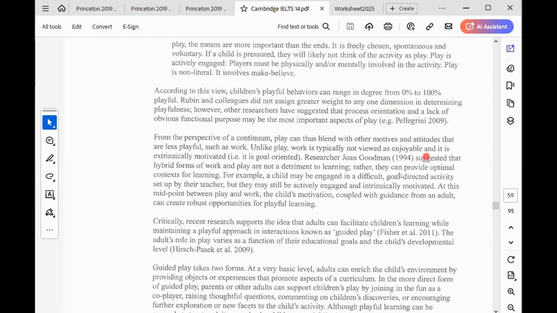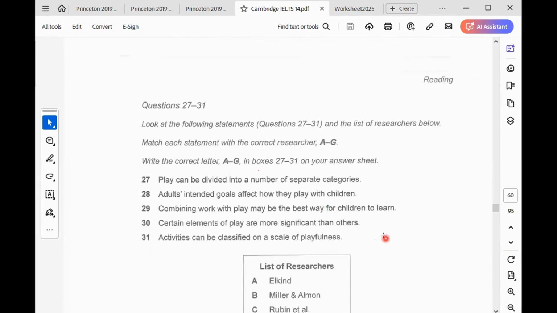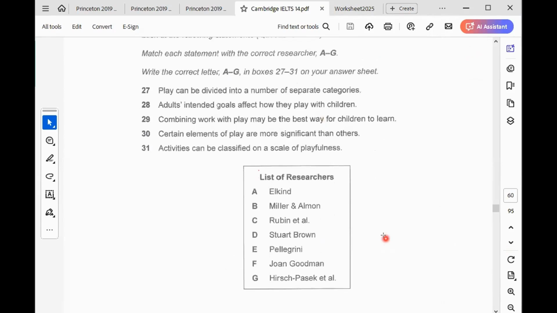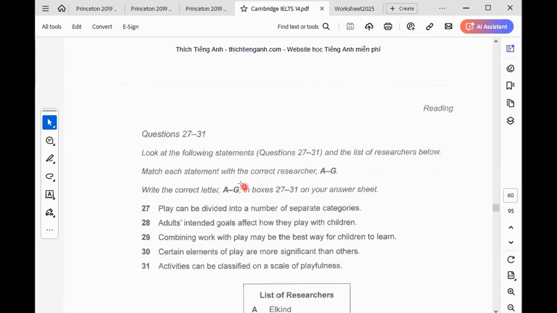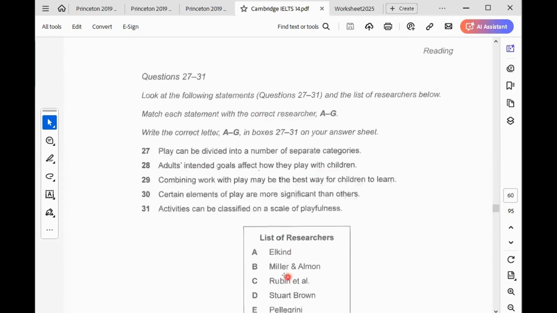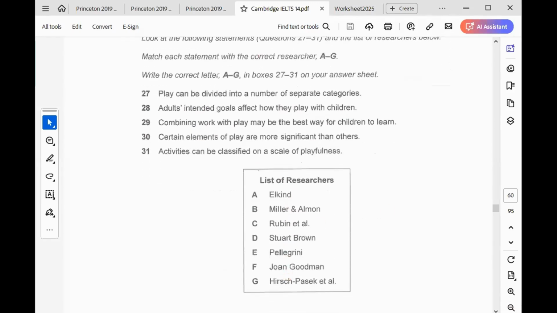And then, any other name? Fisher. There's no Fisher on the list. So let's leave Fisher alone. S. Pasek. The adult role in play varies as a function of their educational goals. Yes, this is statement number 28. Adults' intended goals affect how they play with children. Yes, 28 is matched to S. Pasek. So 28 is G. Ladies and gentlemen, I have solved questions 27 to 31.